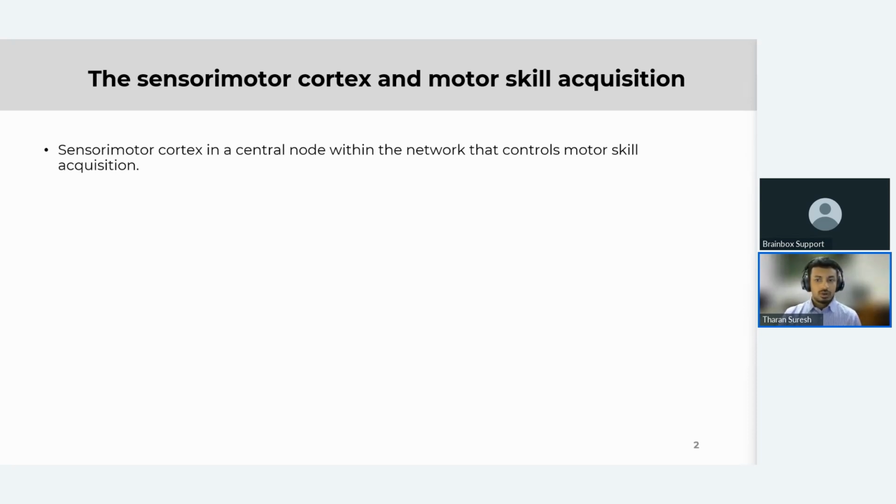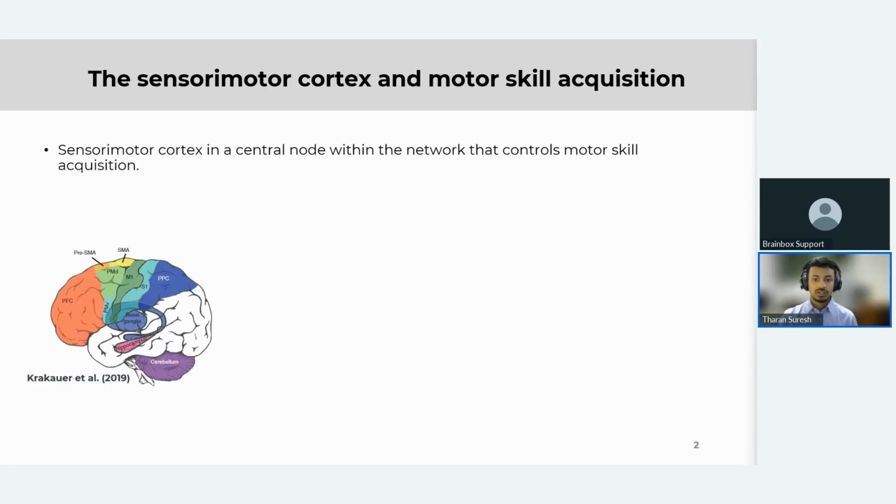The sensorimotor cortex is the central node within the larger network that controls motor skill acquisition, which includes regions of the brain like the premotor cortices, the prefrontal cortex, the posterior parietal cortex, the cerebellum, and even deeper structures like the basal ganglia and the hippocampus.